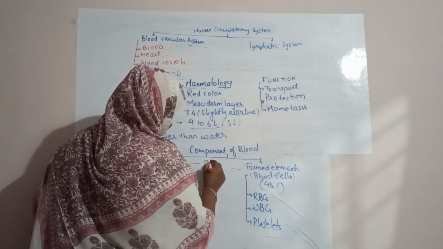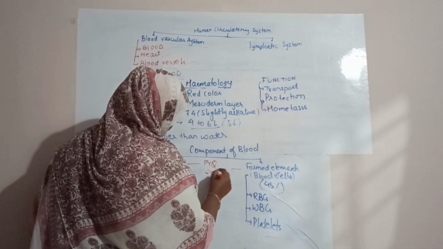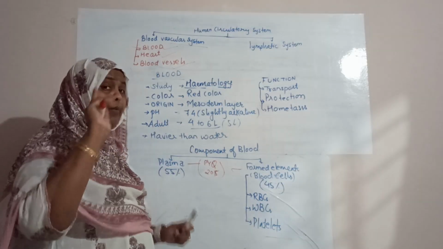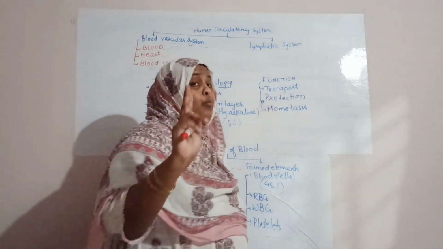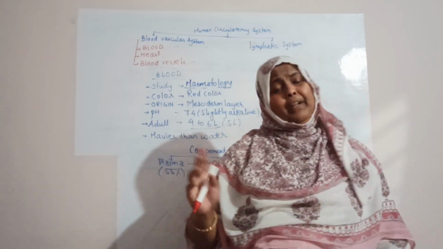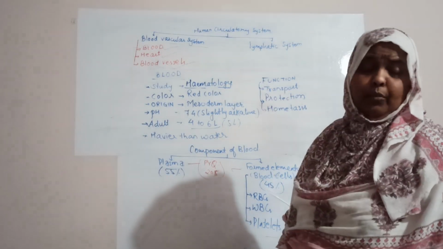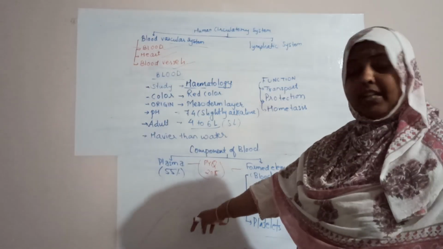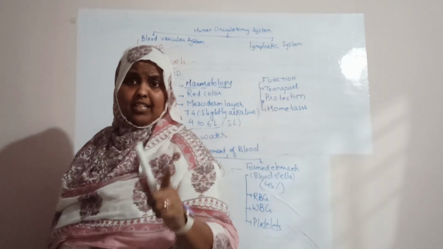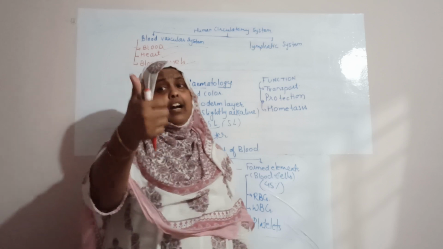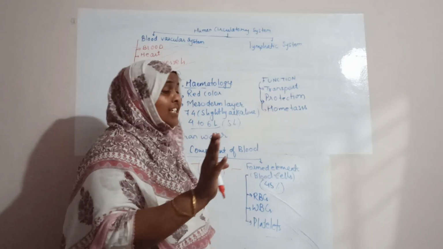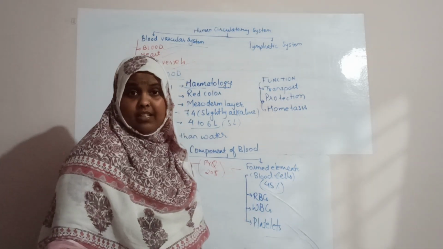I think in 2025 they asked the components of blood. So our blood is composed of how many components? Two. Plasma, and the second is the blood cells, also known as the formed element. Plasma constitutes 55% and the blood cells constitute 45%. How many types of blood cell are present? Three types: RBC, WBC and platelets. And every blood cell performs a specific function.